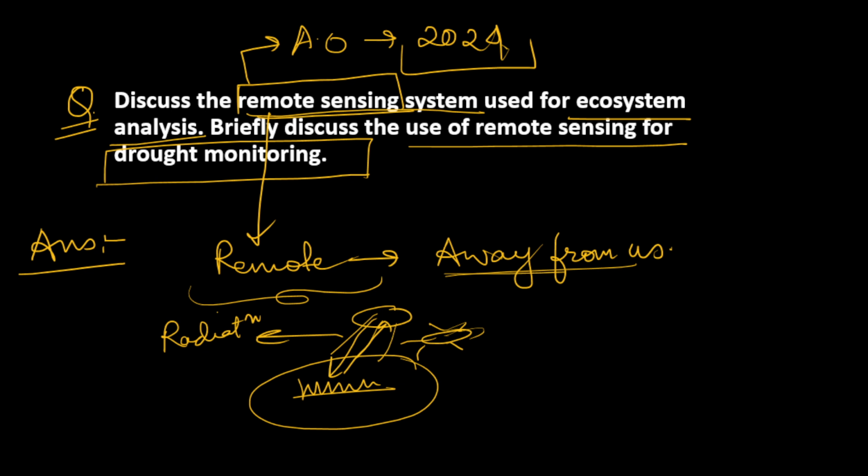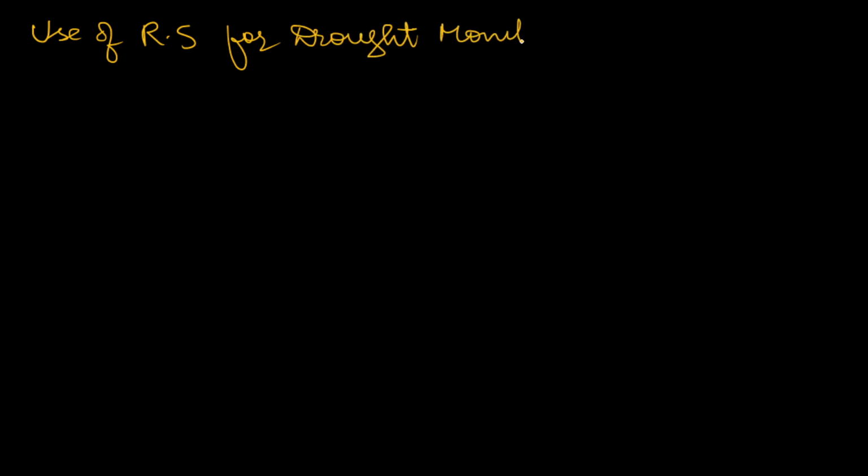Now the second part of the question is asking us to briefly discuss the use of remote sensing for drought monitoring. So we will see it. Use of remote sensing for drought monitoring. So how can remote sensing be used for drought monitoring?